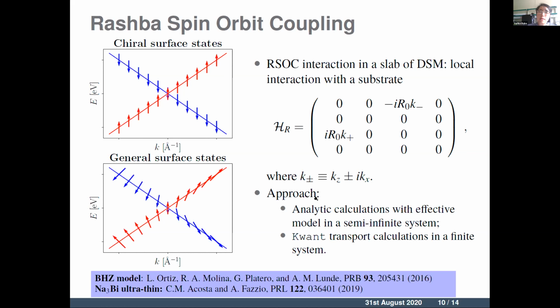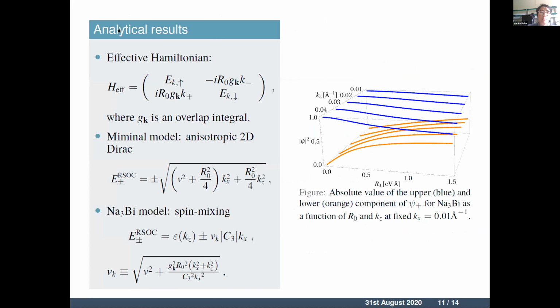We obtain analytically the general surface state in an effective two-band model, and we study the transport properties within the Landau-Büttiker formalism implemented in Kwant, a free open-source Python package for numerical calculations. Let's start with the analytic results.